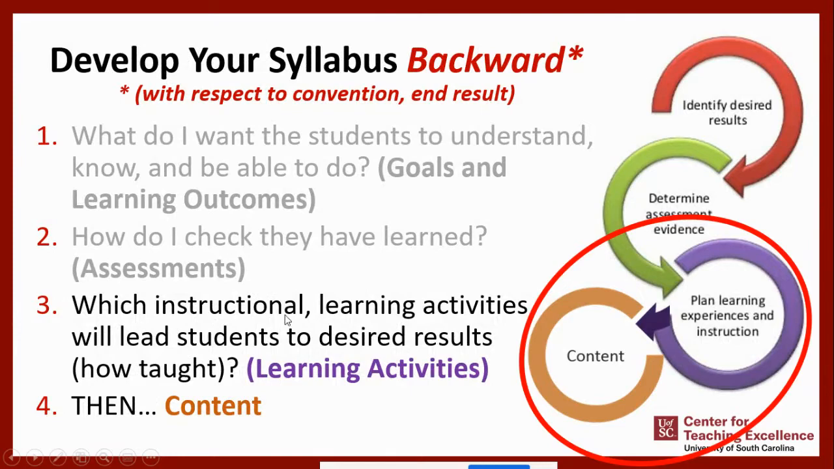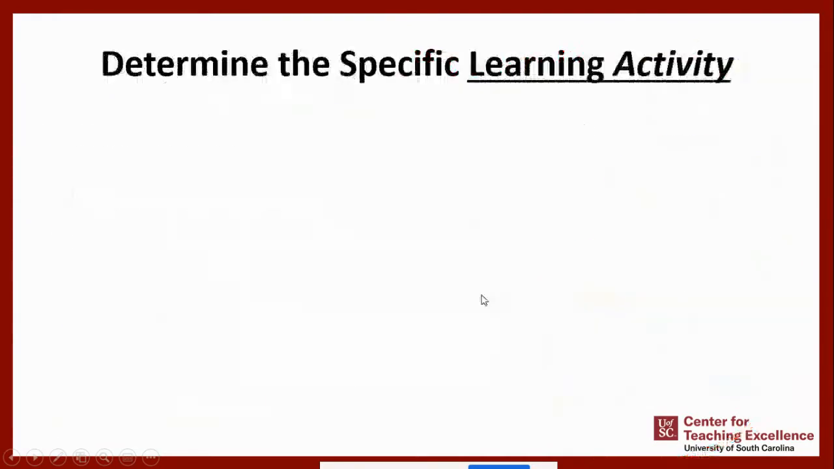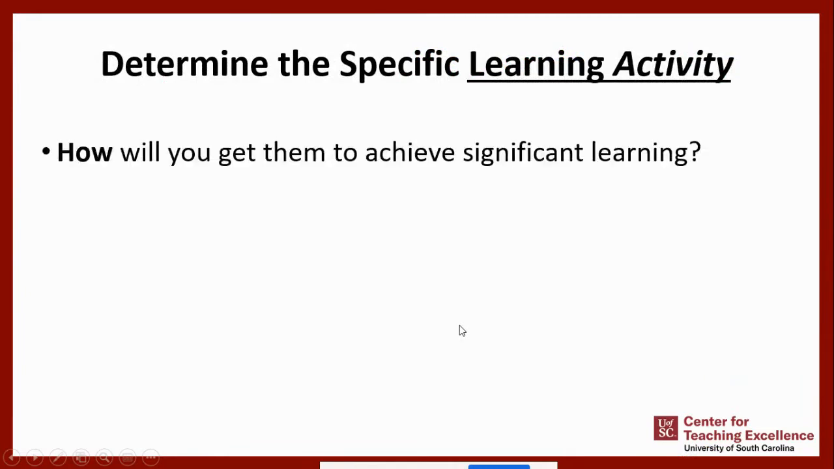What are the learning outcomes and the learning activities that students are going to do that get to that result? So we're planning the actual experiences in the class or outside of class. And that also includes what you will be doing as the instructor in the course. And then we get into the content, the very last thing. So let's look at those learning activities.